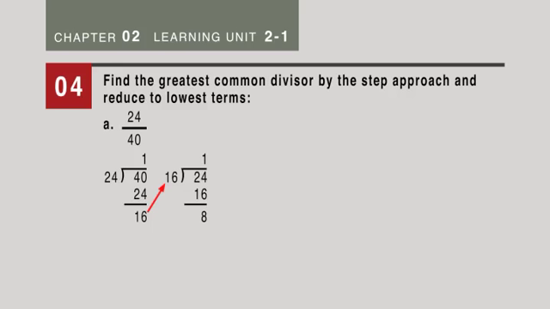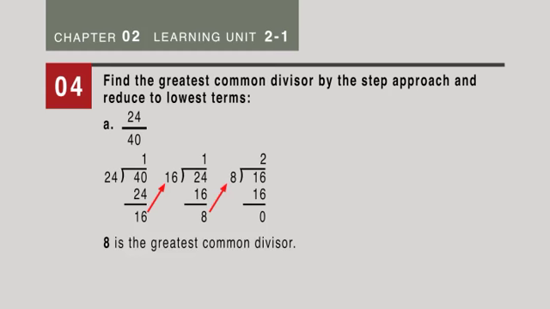Take 8, divide it into 16. That leaves you with 16 minus 16 is 0. So that shows us that 8 is our greatest common divisor. So we take our 24, divide that by 8, we get 3. The 40 divided by 8, and we get 5. So we can reduce that to 3/5.